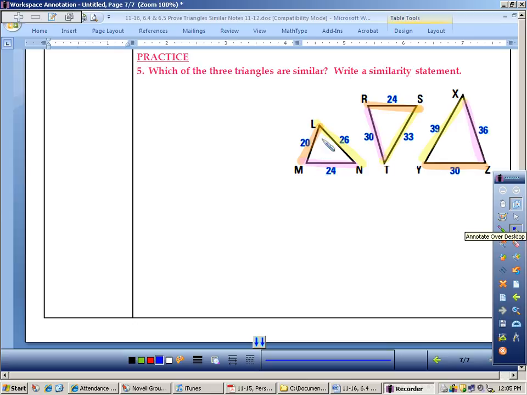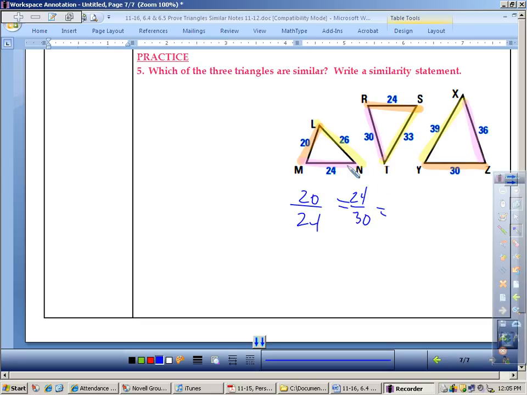So if I have short side is to the short side as middle, 24 is to 30, as long, 26 is to 33. And then you can just reduce all these, and you can do that in your calculator, hit math, enter, enter. 20 over 24, what goes into both? We have 4, so this would reduce to 5/6. 24 over 30, what goes into both of those? 6 does, and that would go into 4/5. And so we see that these two are already not equal, so these two triangles are not similar.